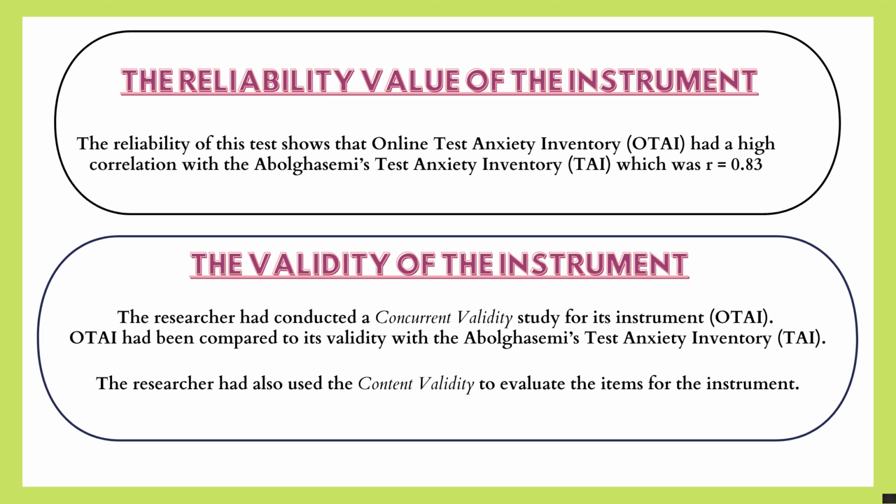As we all know, the closer the value of the reliability r is to 1, the less error occurs in the instrument. So this shows that this instrument, which is OTAI, had a high value of reliability with the Abdul-Gazimis Test Anxiety Inventory, as it was equal to 0.83, which is closer to 1.